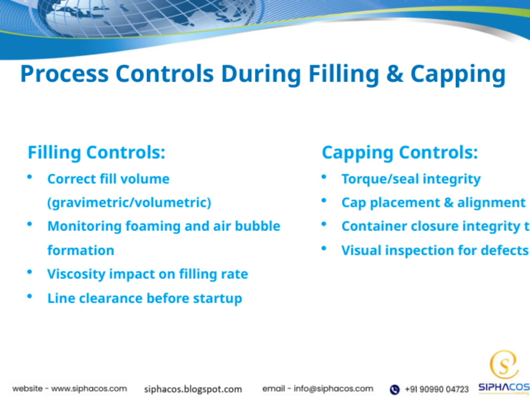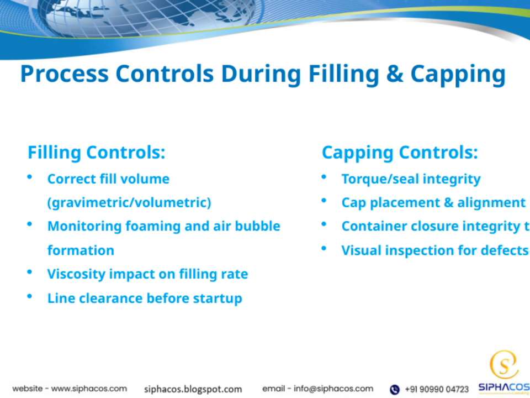Moving on to capping controls, torque and seal integrity are vital. Proper torque ensures the cap is sealed tightly without damaging the container or the cap itself, maintaining product safety. Cap placement and alignment should be precise to avoid leaks or improperly sealed bottles. Conducting container closure integrity tests helps verify that the seal is secure and the product is protected from contamination.